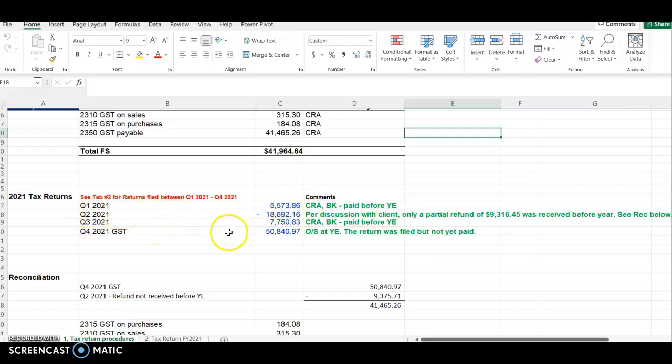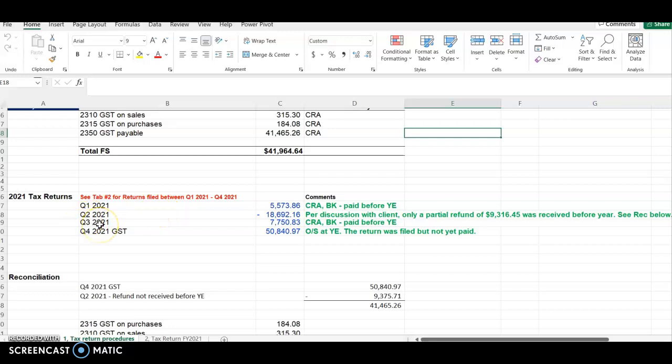And then for quarter 2, I did the same thing. I obtained the tax remittance and I got this amount. So in this case, the client was to receive money from the government. And you can see my documentation right here. I said, according to my discussion with the client, the client only received a partial refund, okay. So the government has only paid a partial amount of $9,316. So that means the government is still owing the client some of the taxes refundable, okay.